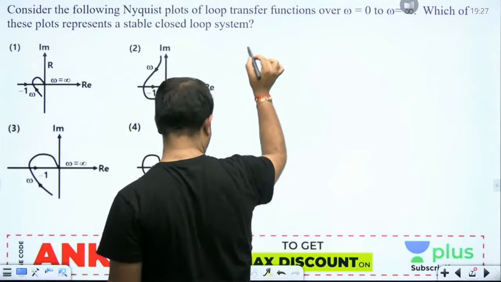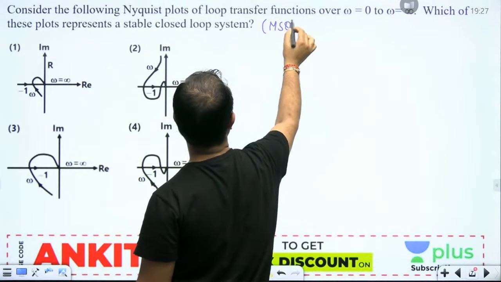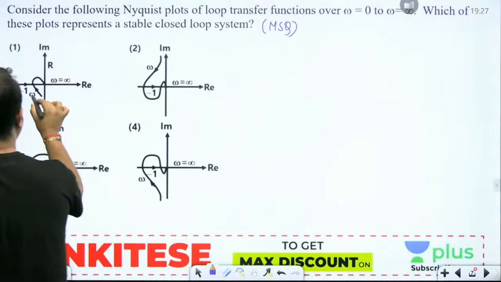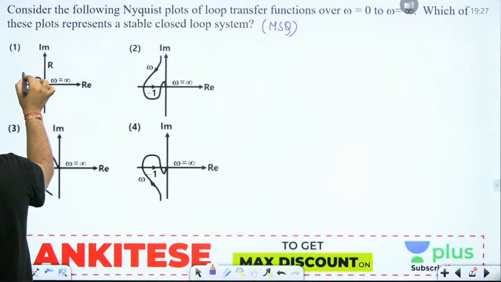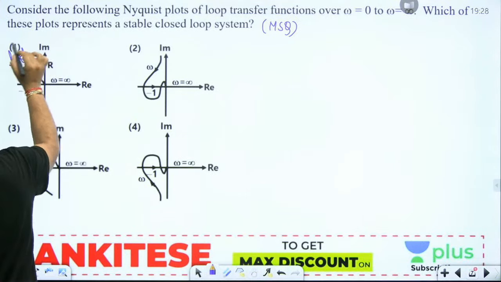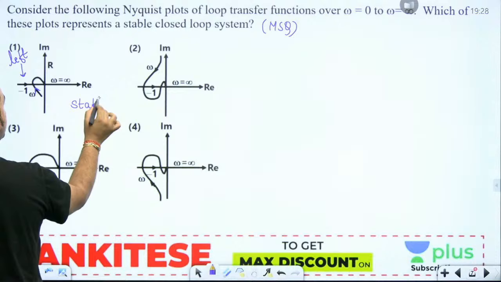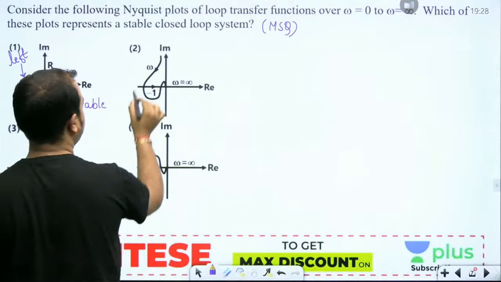So first of all, remember this is an MSQ type of question. See, in this case, the point -1 is lying to the left. So it is stable.